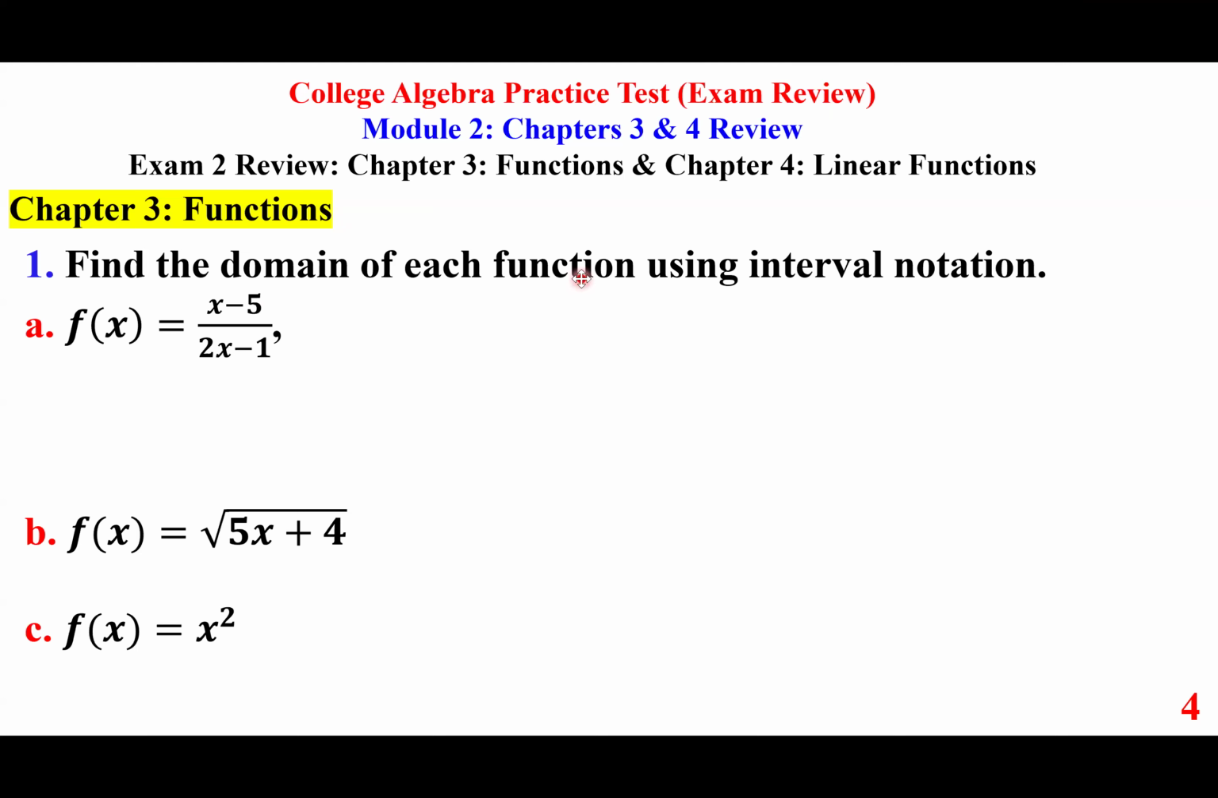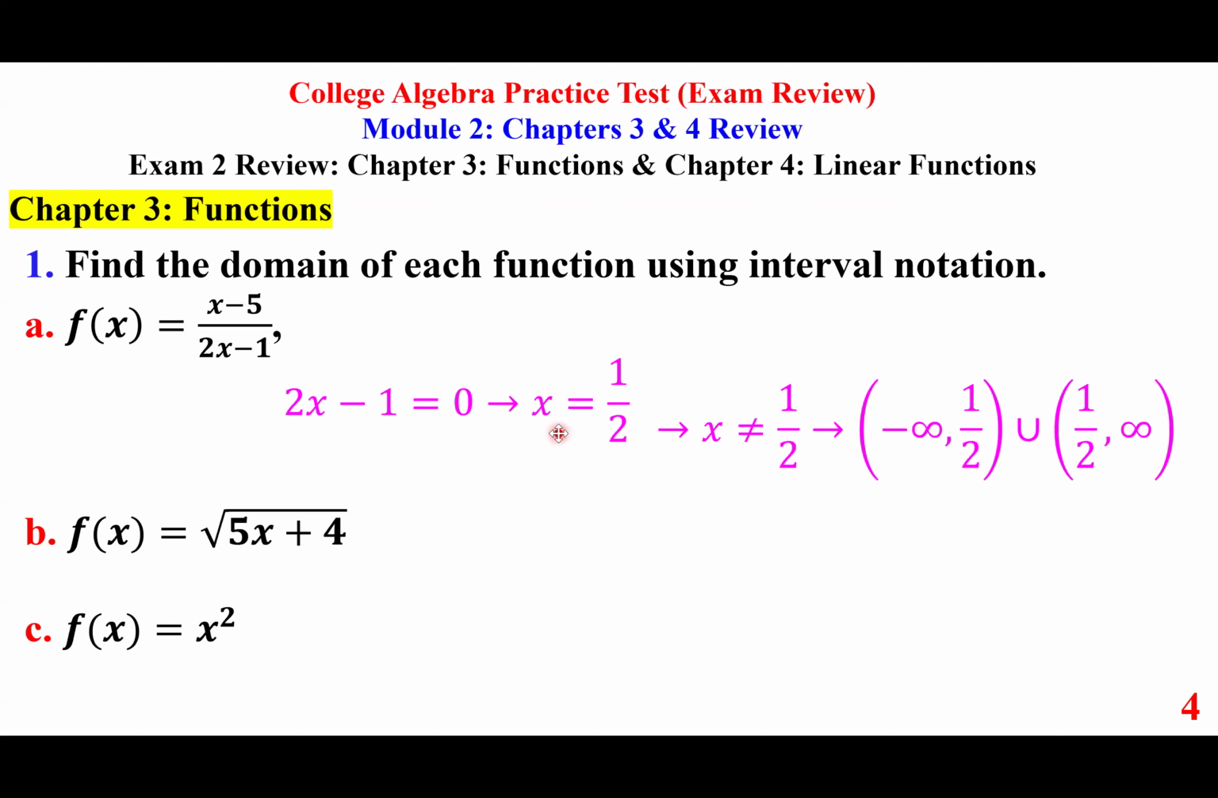Find the domain of each function using interval notation. f of x is x minus 5 over 2x minus 1. Whenever you have a rational function, you set the denominator equal to 0 and you exclude that. So 2x minus 1 equal to 0 gives us x equals 1/2. And x can't be 1/2.